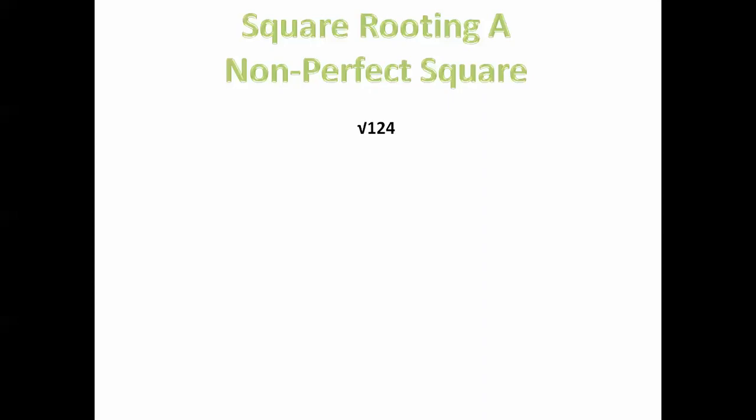So the first thing we have to do is find the closest perfect square that is smaller than 124. Well, 121 is 11 squared, so that would be the closest lower one. Then we have to find the closest higher one, and that's 144, which is 12 squared. So, as I've already said, the square root of 121 is 11, and the square root of 144 is 12. These are the two closest perfect squares to 124.